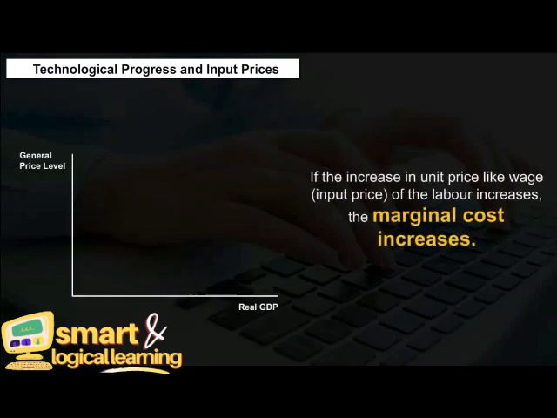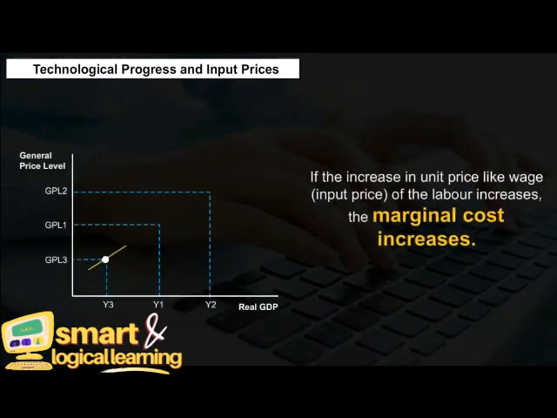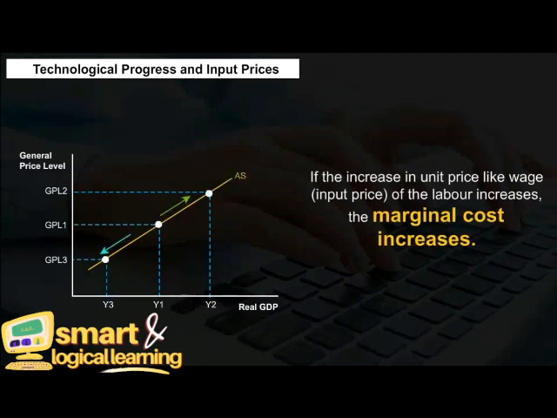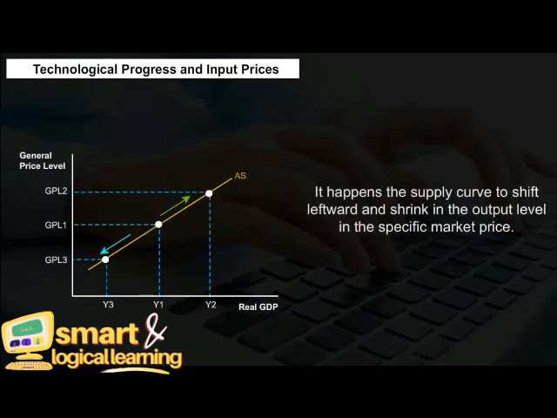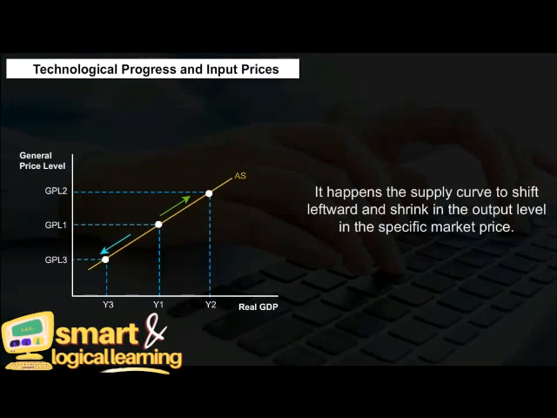If there is an increase in unit input price, like the wage of labor, the marginal cost increases. It causes the supply curve to shift leftward and output to shrink at the specific market price.